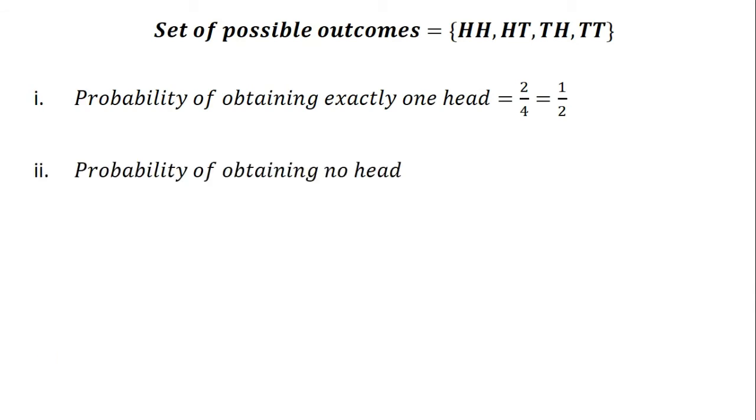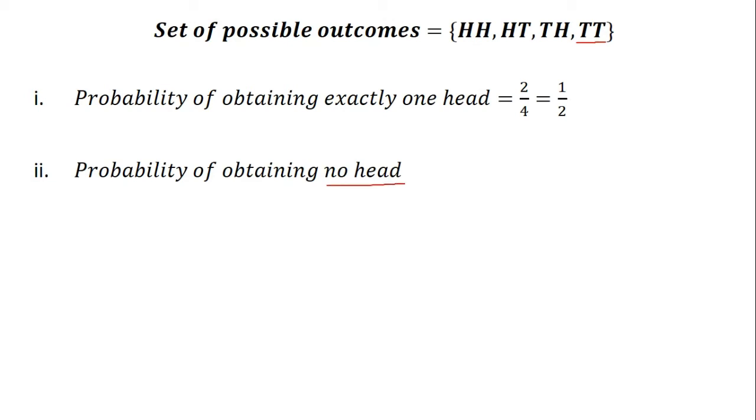Let's move on to the second question. The probability of obtaining no head. So you go back to your sample space. We are looking for no head. We will have this, that is TT. A tail and a tail contains no head. So we have only one member that satisfies this condition, no head.